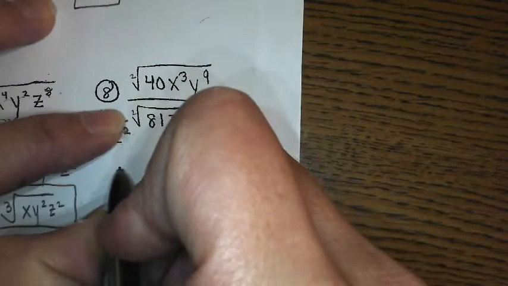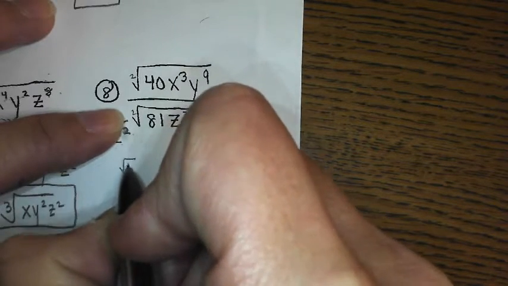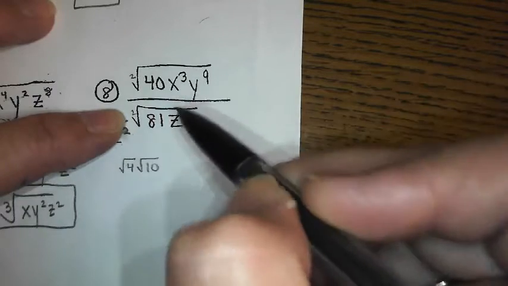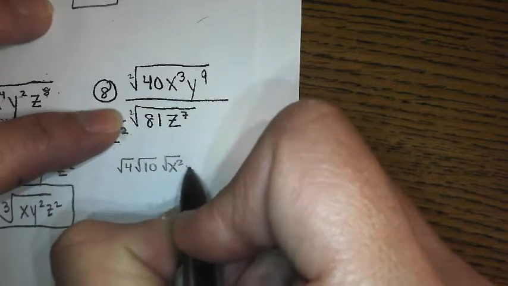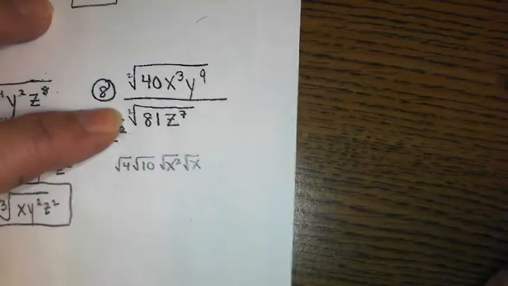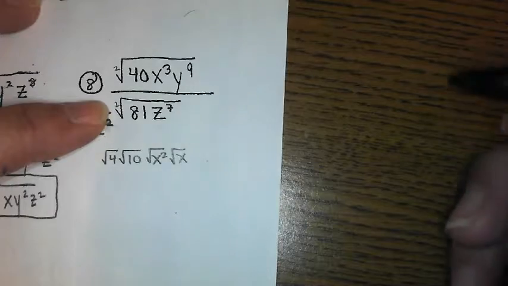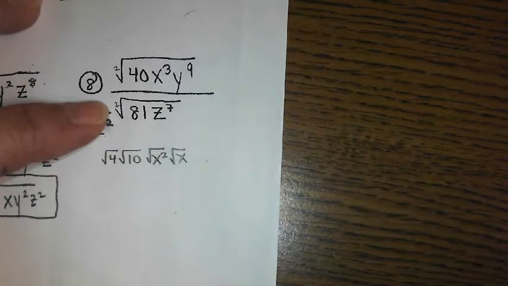Cameron, how am I going to break down 40? Root 4, root 10. Good. How am I going to keep going, Cameron? How am I going to break down x cubed? Very good. And y to the 9th, Cameron? Y to the 3rd and y to the 3rd would be y to the 6th.